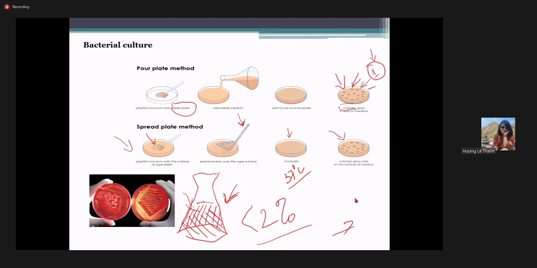This is the petri dish, and this is the flask. The petri dish is used to culture the bacteria on agar, on the solid surface, and in the flask we can culture the bacteria in the liquid medium. And for the next, I will introduce how we can culture the viruses.